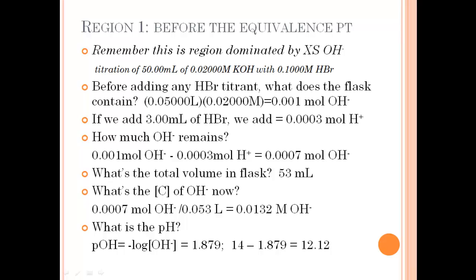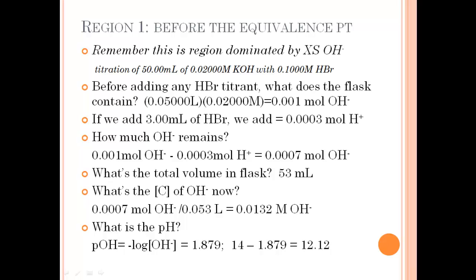If I was to ask you, okay, give me the concentration of OH now after you've added those 3 mils. Okay, so you take the moles that you have of OH after you added the 3 mils, which is 0.0007, we calculated that, divided by the amount of total volume, which is now 53 mils. So 0.053 liters, you have your molarity of OH. And now you can answer what's the pH of that analyte in the Erlenmeyer flask.